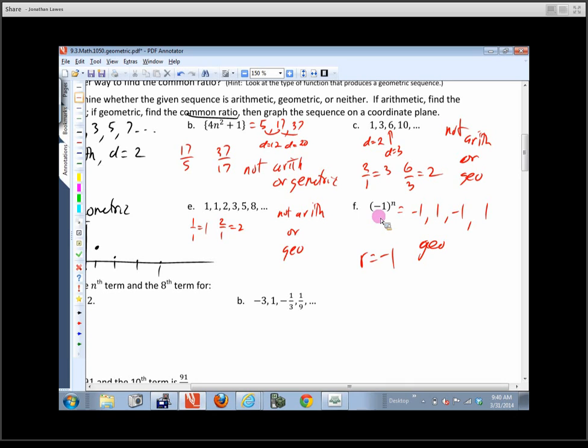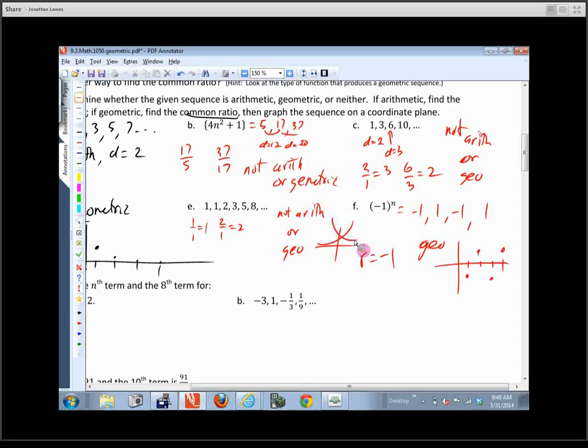Okay? Now, if I go through and I graph this, 1, 2, 3, 4. First one's -1, then +1, then -1, then +1. Does that look like an exponential function? Remember, exponential functions normally do this. They normally grow exponentially or decay exponentially.